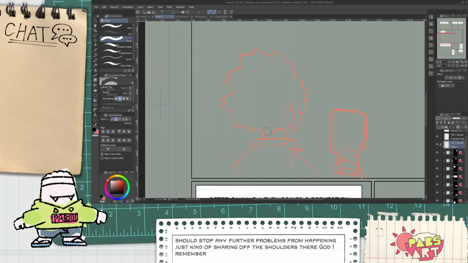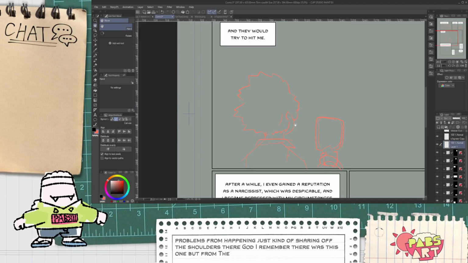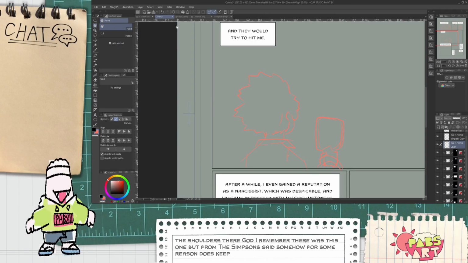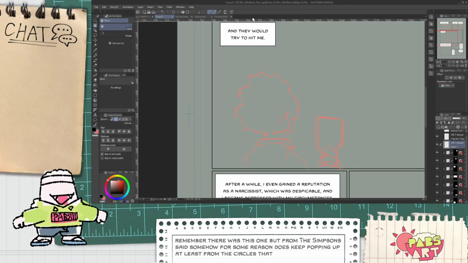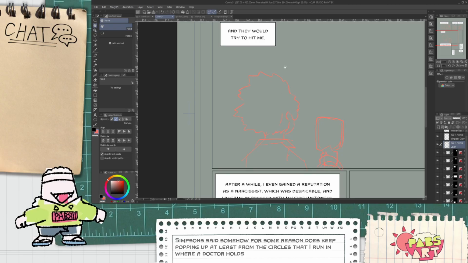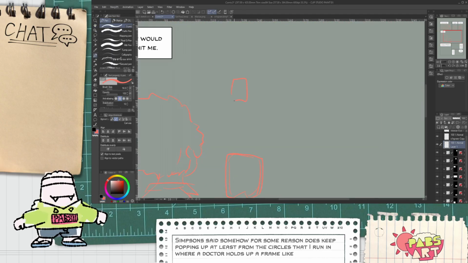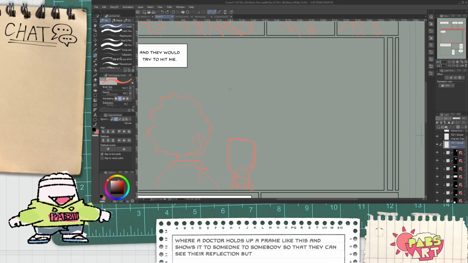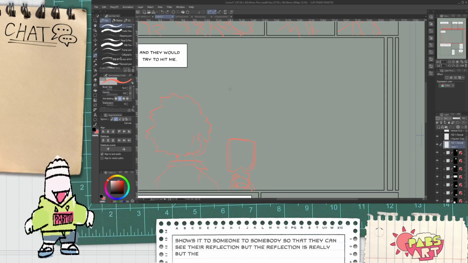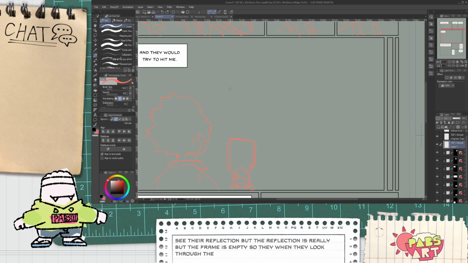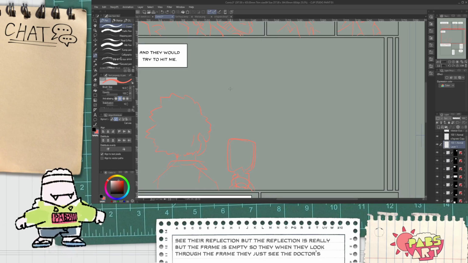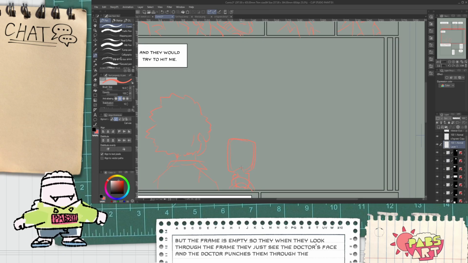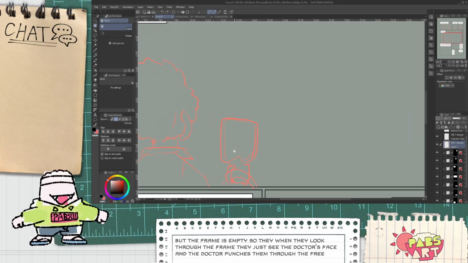God, I remember there was this one bit from The Simpsons that somehow, for some reason, keeps popping up, at least in the circles that I run in, where a doctor holds up a frame like this and shows it to somebody so that they can see their reflection, but the frame is empty. So when they look through the frame, they just see the doctor's face, and the doctor punches them through the frame. It's just kind of hilarious.